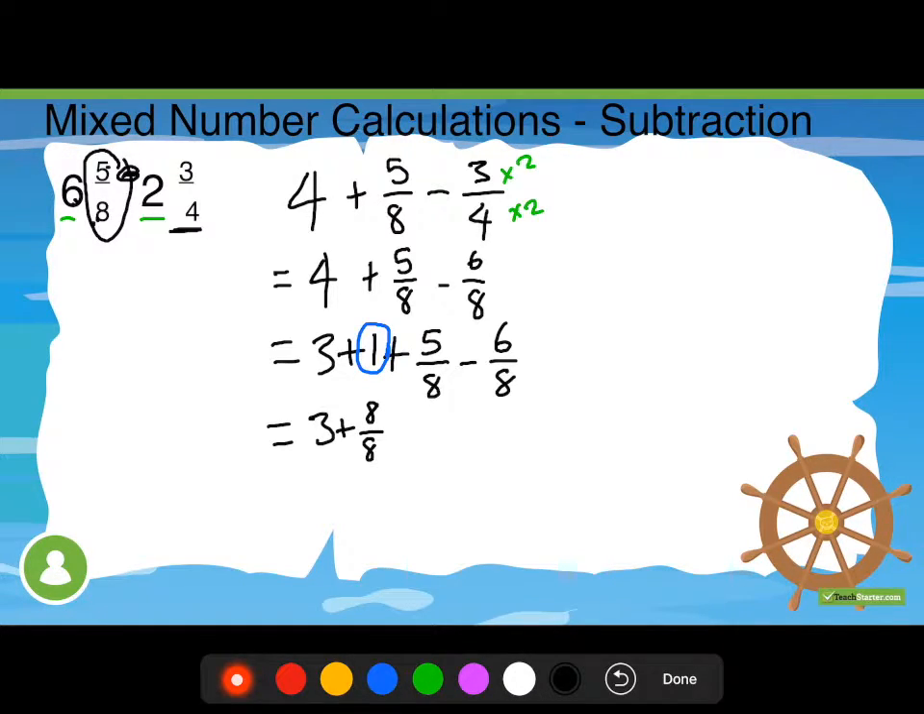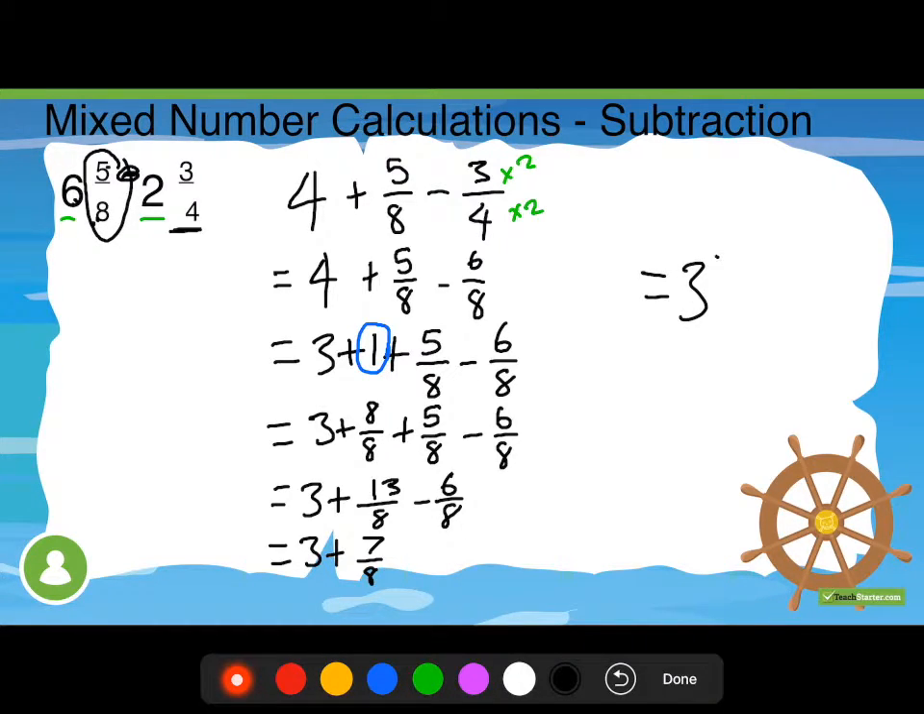8 over 8 is equal to 1, so I haven't really changed it. I've just turned it into a fraction. And I've written everything else that's left. Now, what's 8 plus 5? 13 over 8. And then that's 6 over 8. Now I can take 6 away from 13. So 13 take away 6 is 7 over 8. And now I've got 3 and 7 over 8.